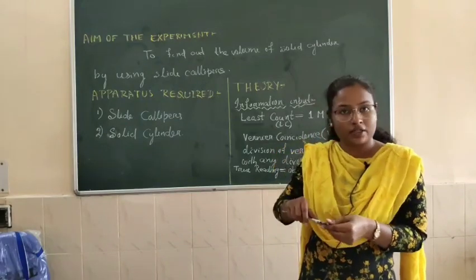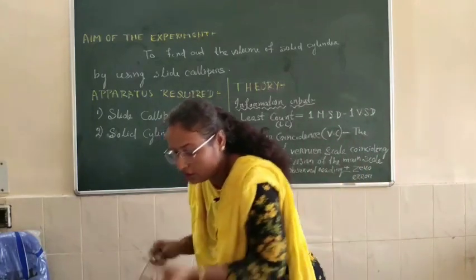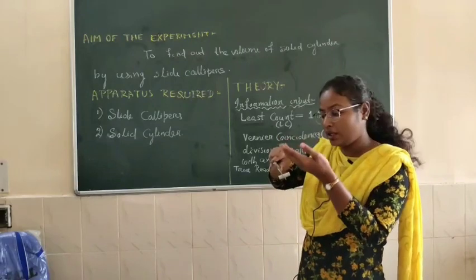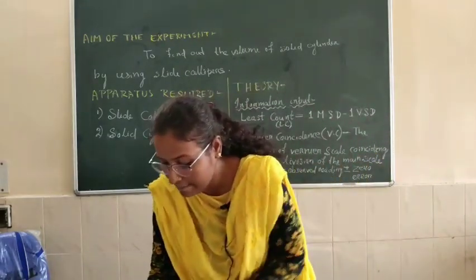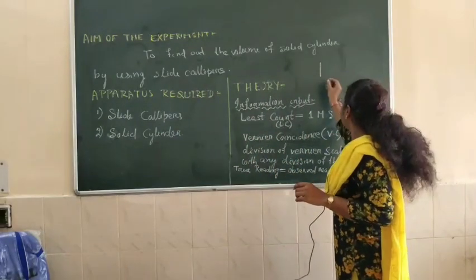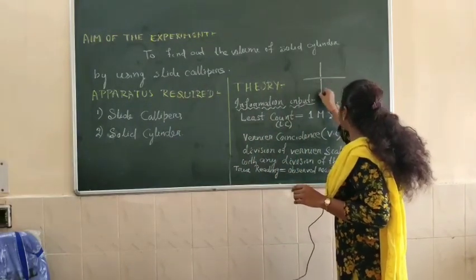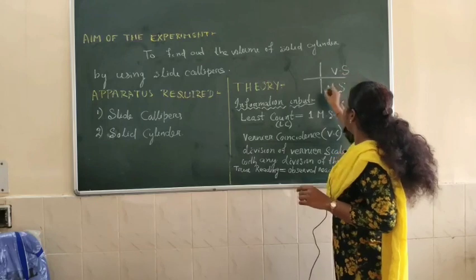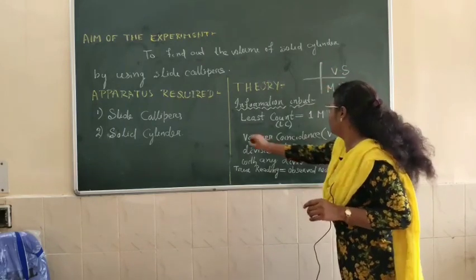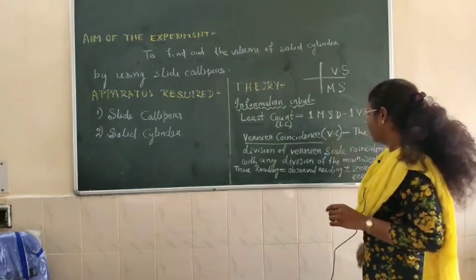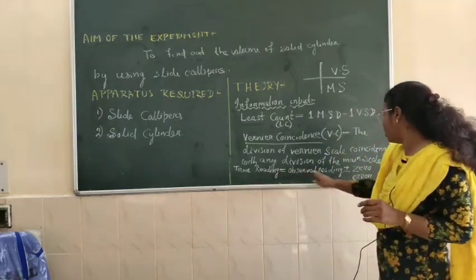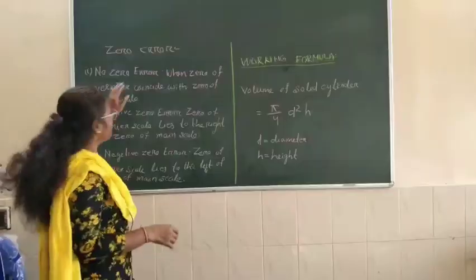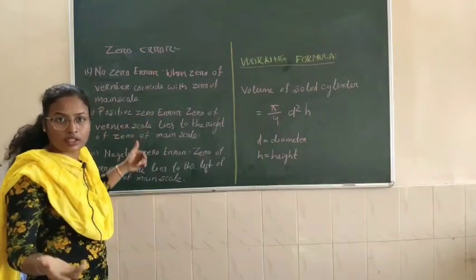So, when you are measuring the diameter, any division of the vernier scale will coincide or will remain in parallel with any one division of the main scale, and that line will be called the vernier coincidence. Then you need the true reading, that is the observed reading plus or minus the zero error. As you have seen, in true reading we are using the zero error.